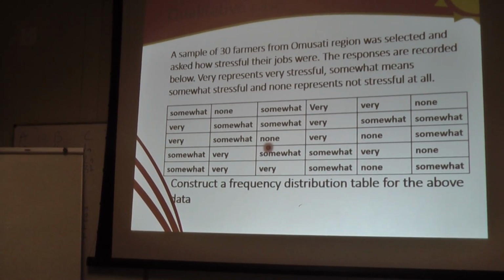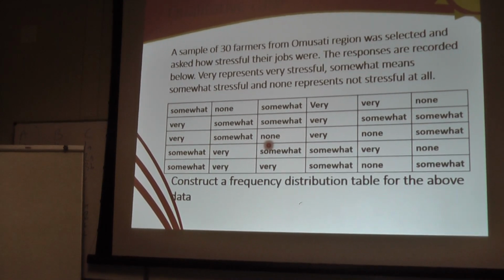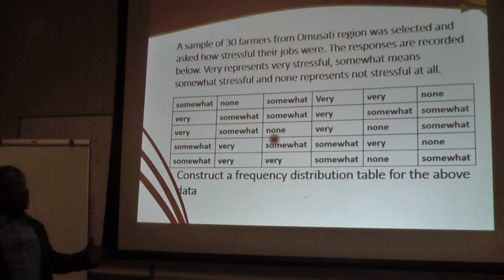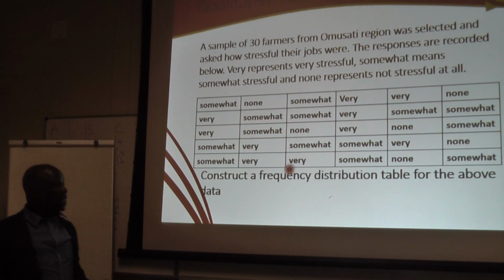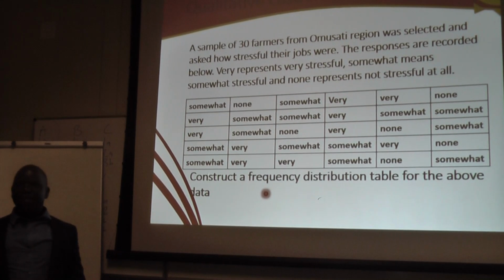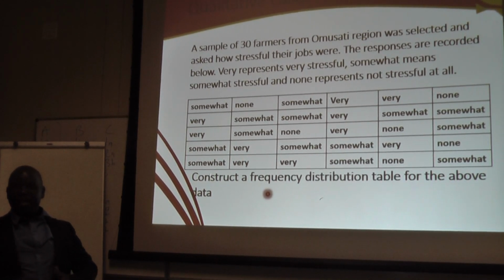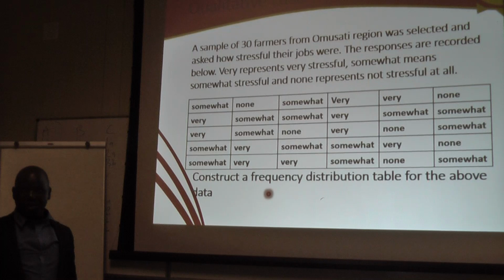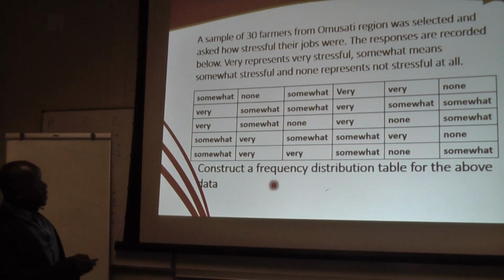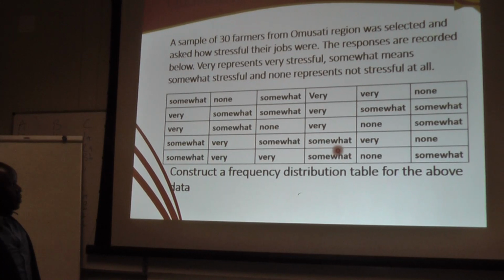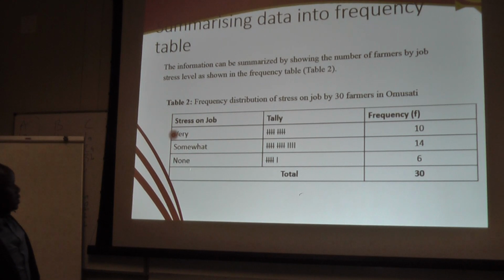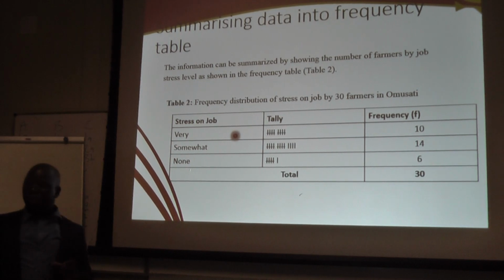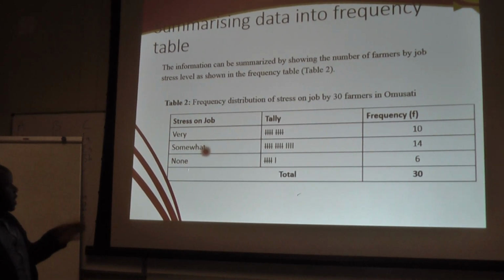So the idea of creating a frequency distribution table is to be able to decide, if we are to make intervention strategies in terms of boosting morale of farmers, whether they are stressed or not in their job. This data can be summarized into a frequency distribution, and the result will be as shown in this table. You can see that our variable in this case is the stress on the job. And the stress on the job has some outcomes: very, somewhat, and none.